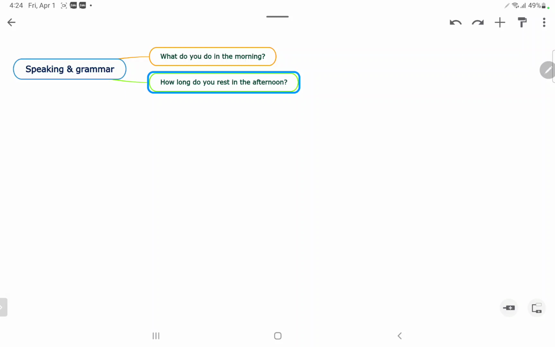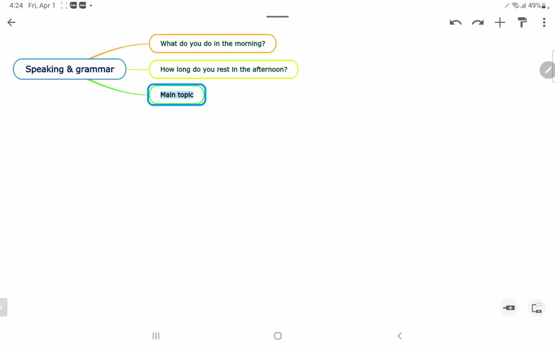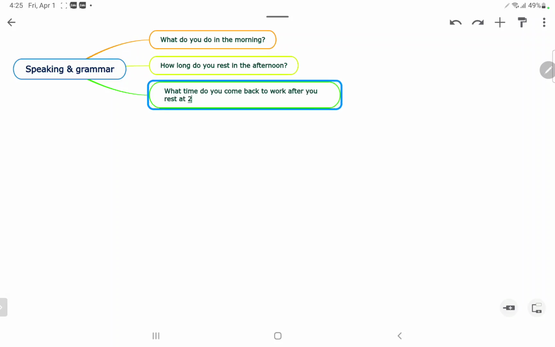What time do you come back to work after you rest? Yeah, I understand. You rest at 2 p.m. But what time do you work again after you rest at 2 p.m.? What time do you come back to work again after you rest at 2 p.m.?